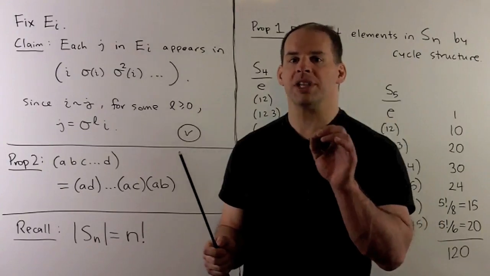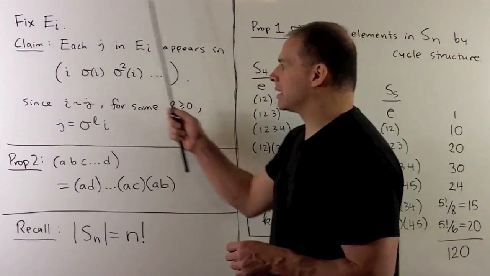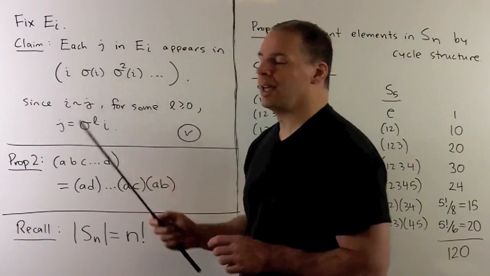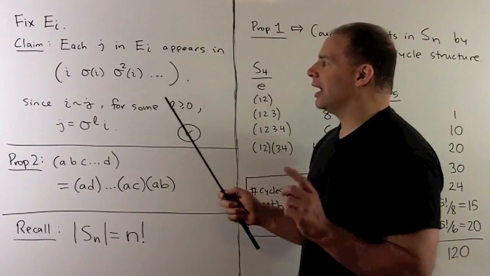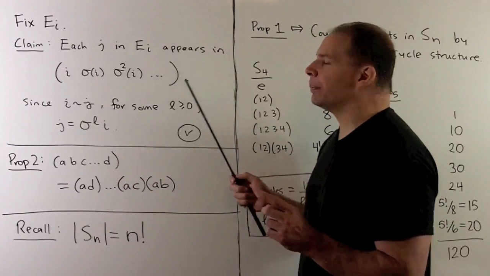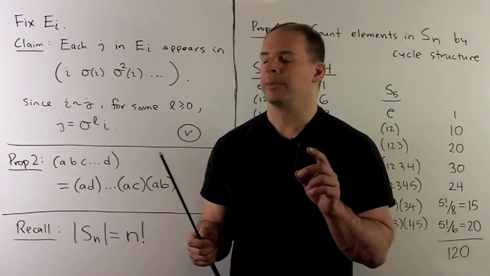When we apply it one more time, we get the identity on I, which is just I. So it's going to bring us back to the beginning of the list. That means we have an unbroken cycle, and the elements that appear in the cycle are going to be precisely those that are in E sub I.